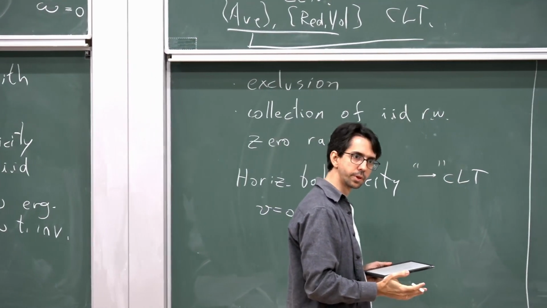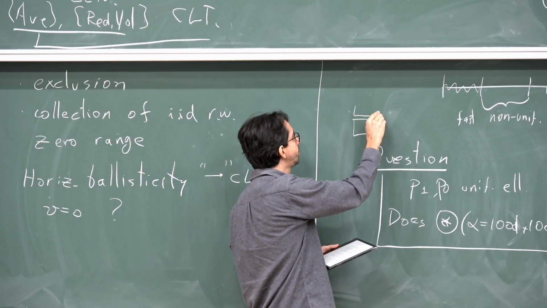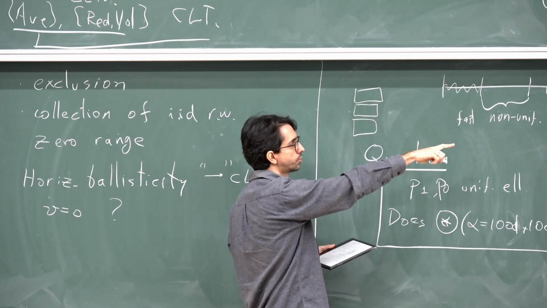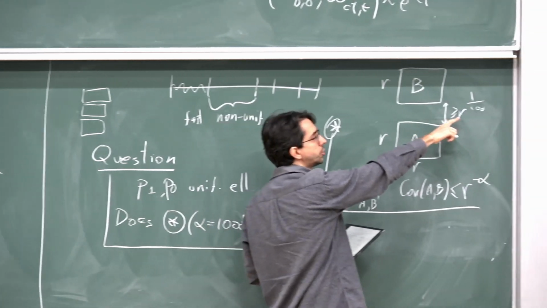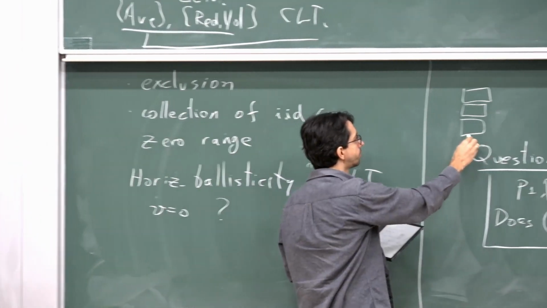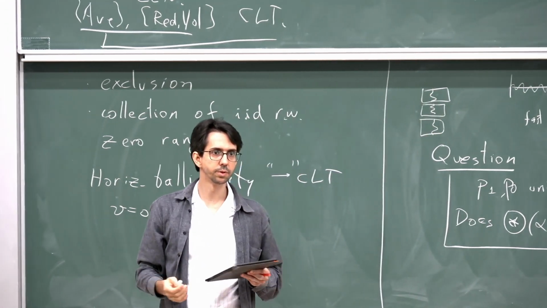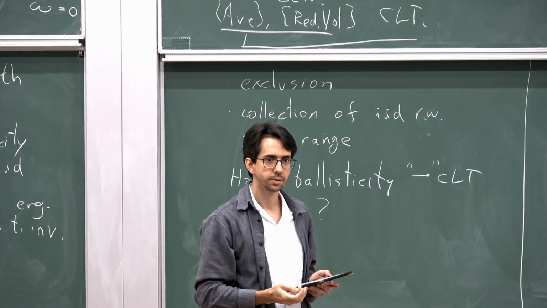And it's very tempting to say it does, because you start to pile these boxes very near each other. You see I put some leeway here that's very much smaller than the diffusive scale. So what happens here is basically independent of what happens here and so on. So you should have CLT.